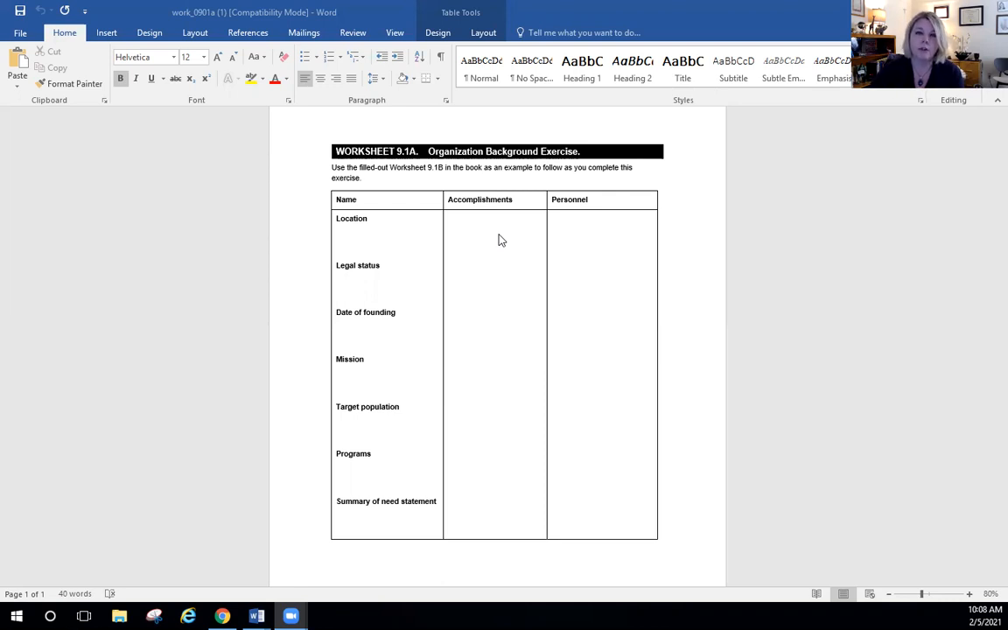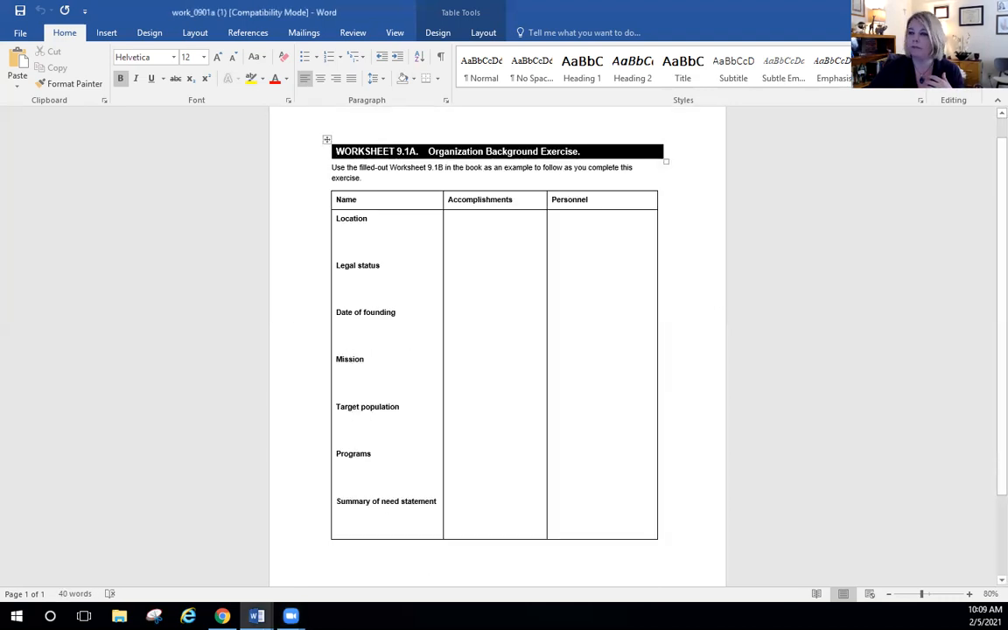Then for accomplishments here, include items such as past awards that have been received, large grants or funding that has been received. Also could be included, number of people served, or meals served if it was like a Meals on Wheels type program. And then for personnel, you're going to want to demonstrate capacity, that the organization has people that are going to be able to implement the plan. So include both personnel, staff within the organization, as well as volunteers.